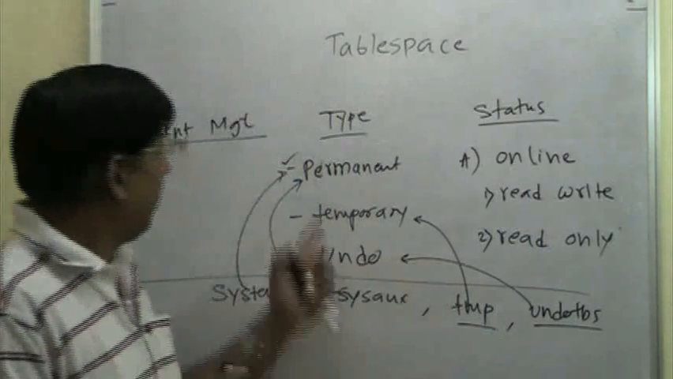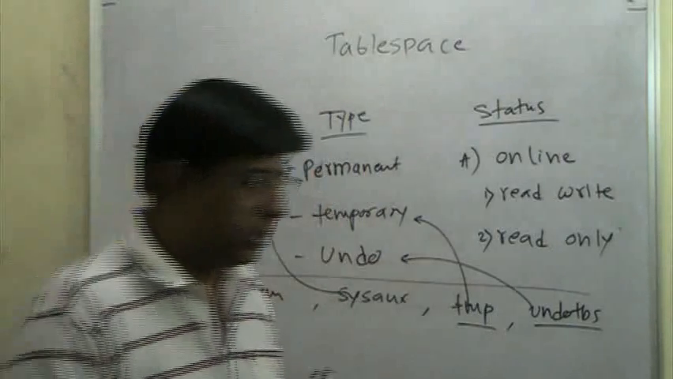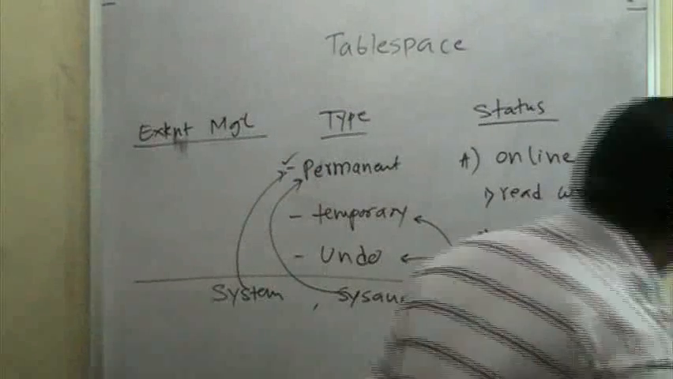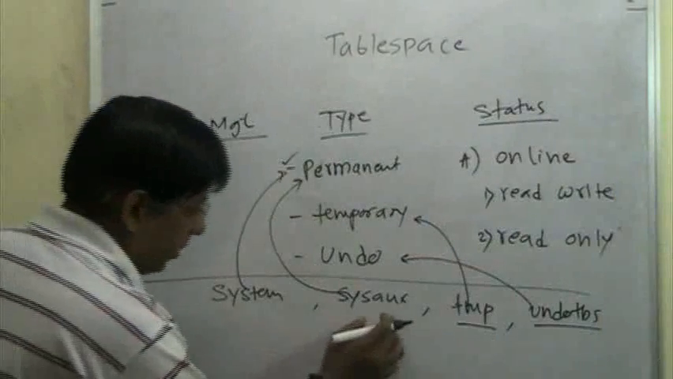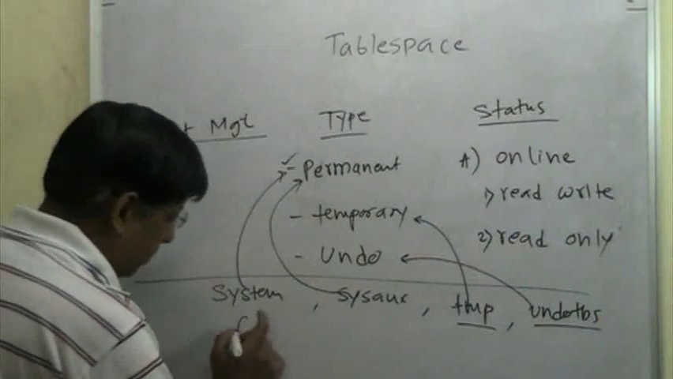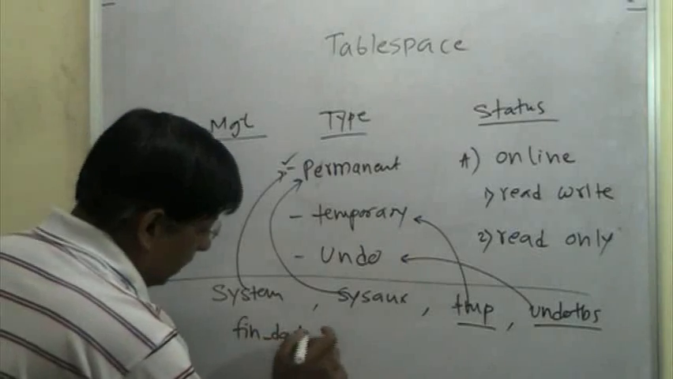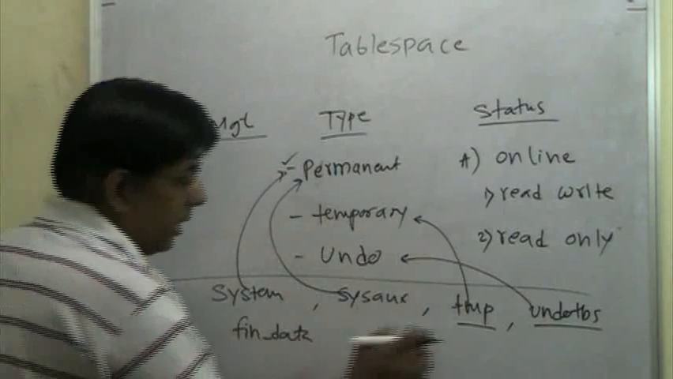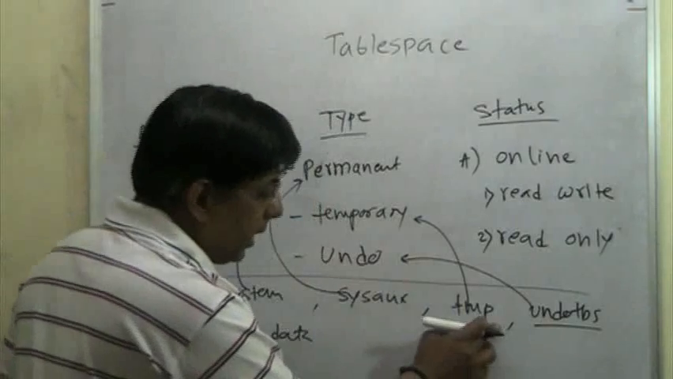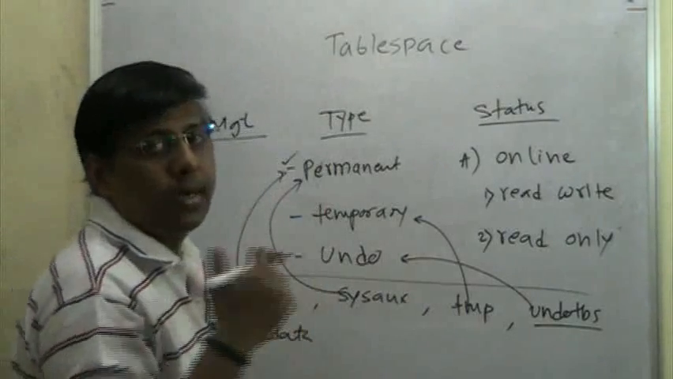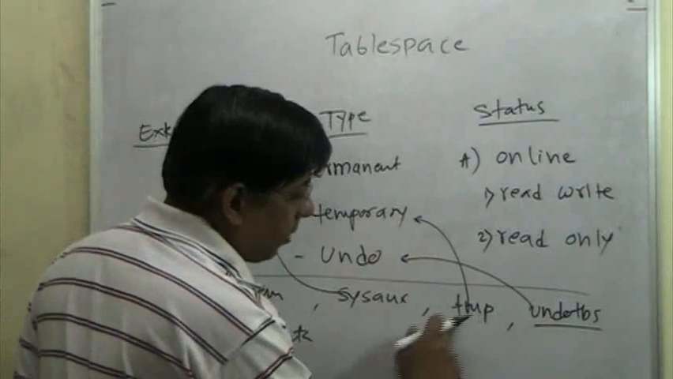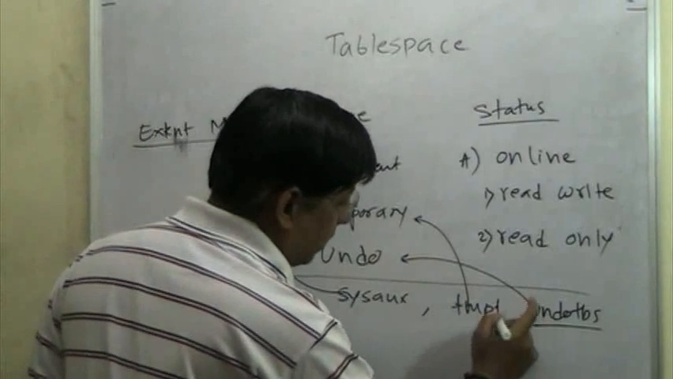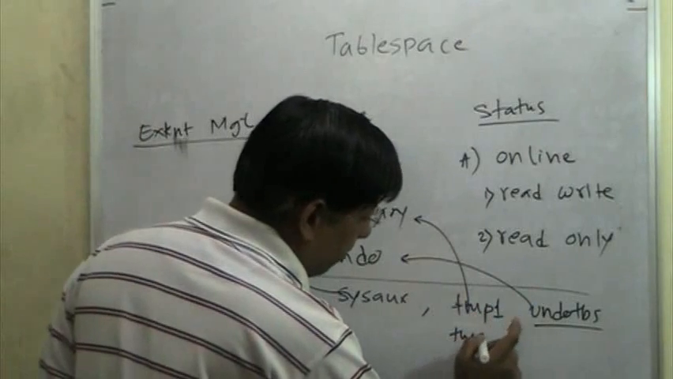So these are the three types of table spaces there. One thing that I would like to say: the system table space, SOX table space, maybe yesterday we saw fin data, these are all permanent table spaces. A database can have more than one temporary table space. One is called temp1 maybe, another is called temp2.